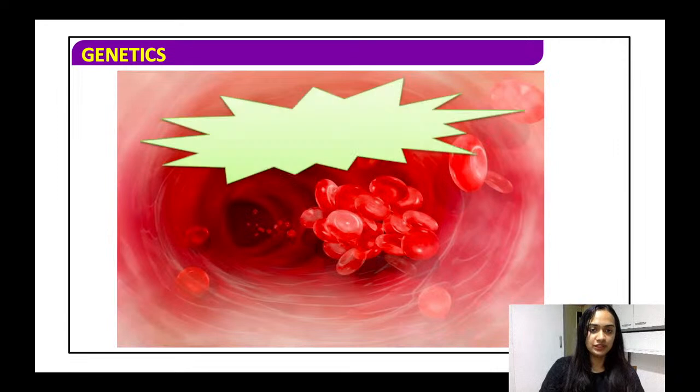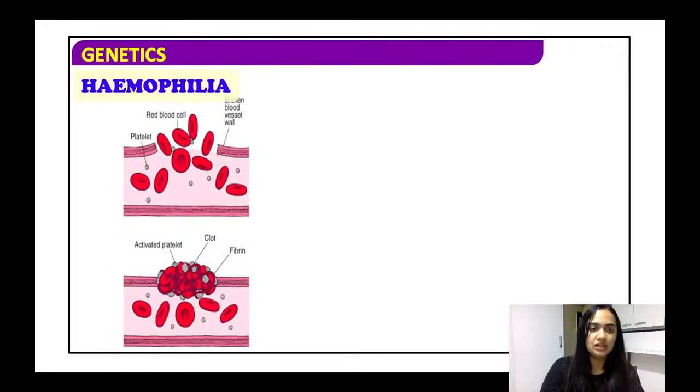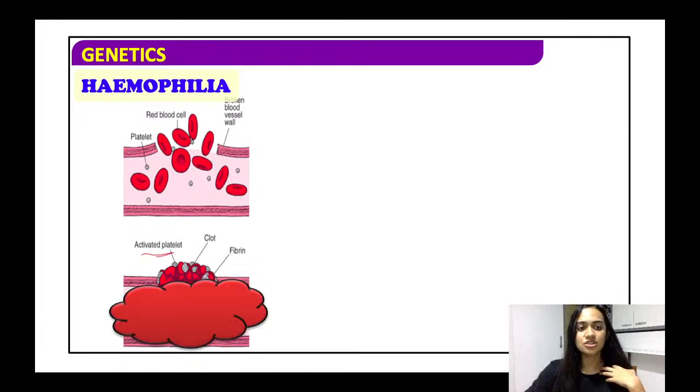Starting with hemophilia. Alright, so what happens in hemophilia? See, these are the normal conditions of your erythrocytes or the RBCs. It forms a clot when the platelets are activated. If there is a wound, immediately the platelet, that is thrombosin, acts and it will prevent the flowing of blood. So this is the normal condition I'm talking about.